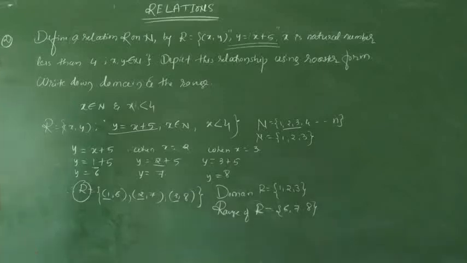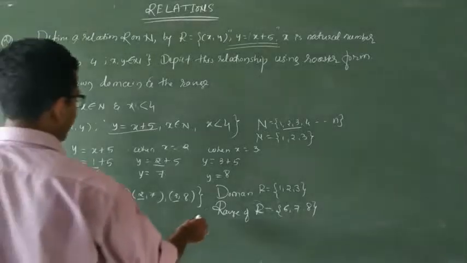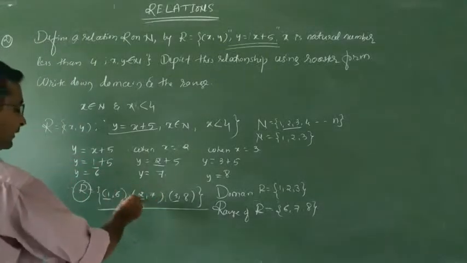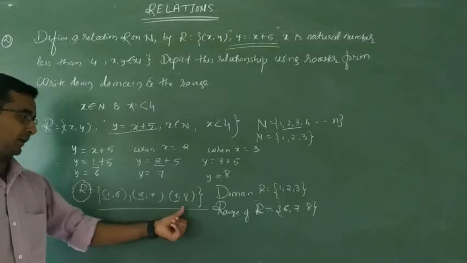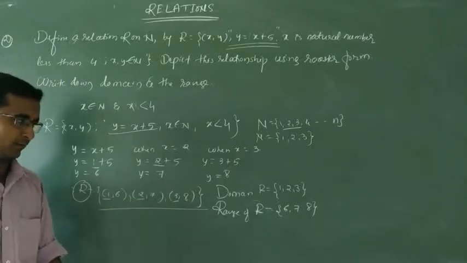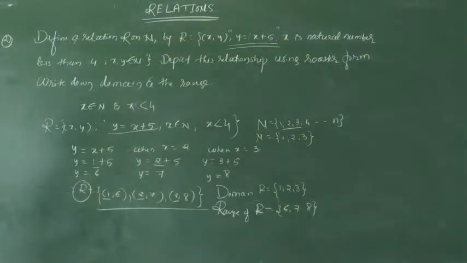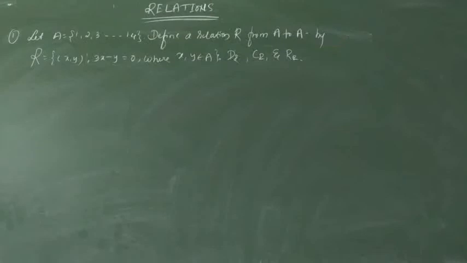Those second elements are nothing but the range of R. So this is how we find the relation in roster form. This is the roster form, where the elements are listed. The next one, the first example, I am going to take and solve here.